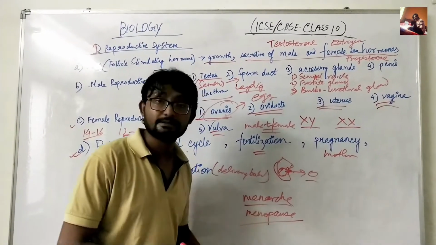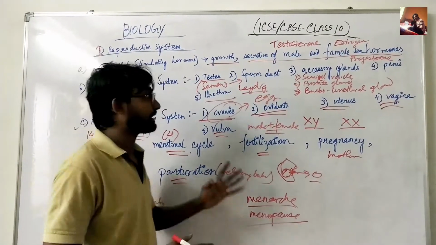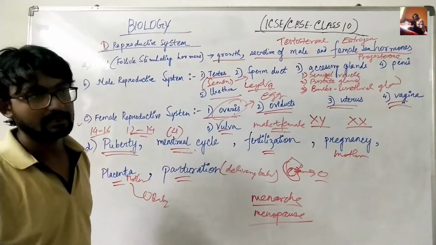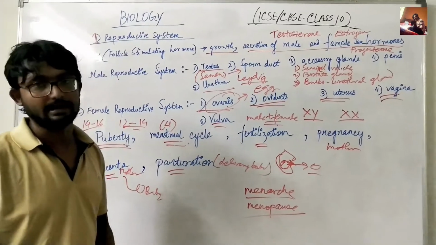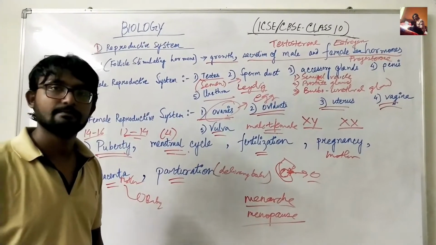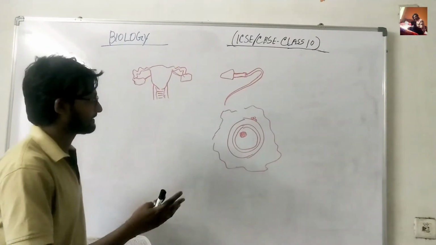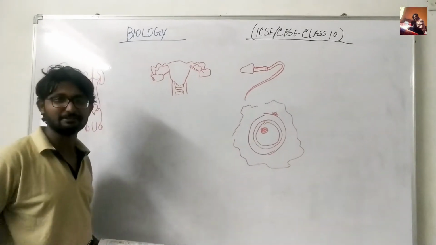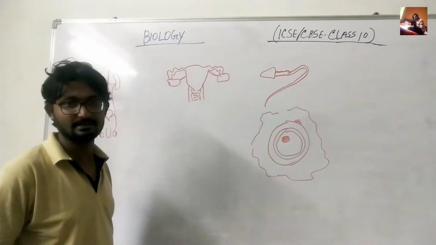Okay, so the last part is left. You guys wait for a little while, you can copy down whatever you want. I will come back with the last section, that is the diagram of the basic reproductive system. So guys, these are the diagrams. I have drawn them roughly for you just for basic knowledge.